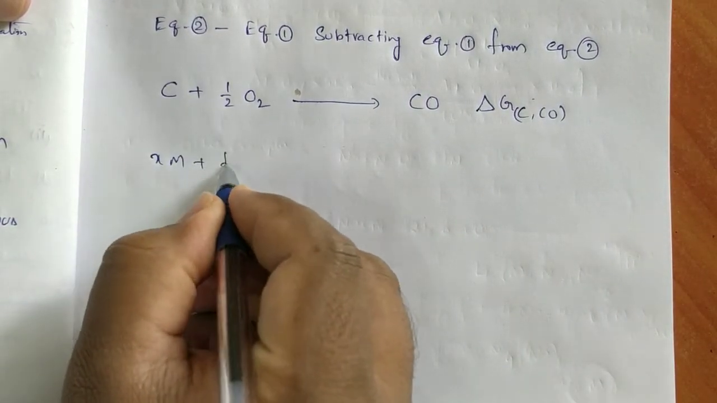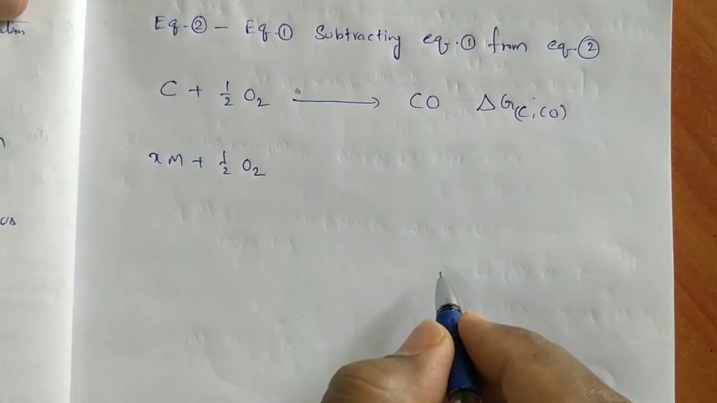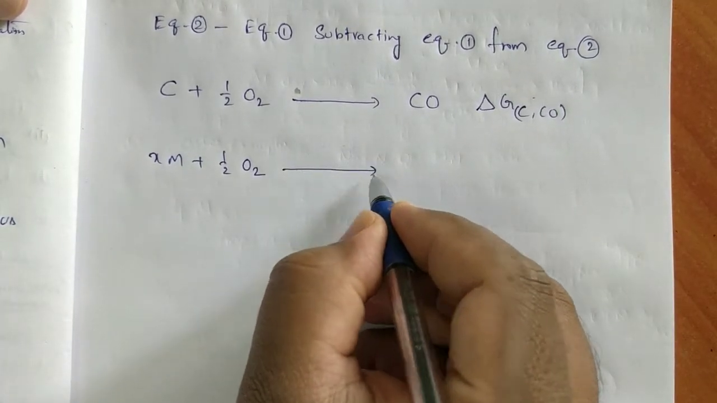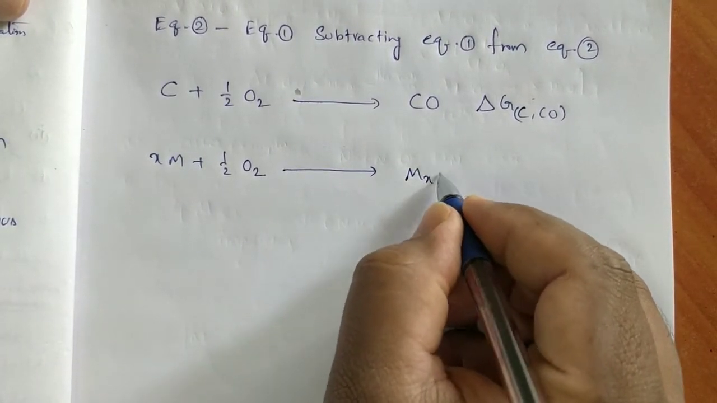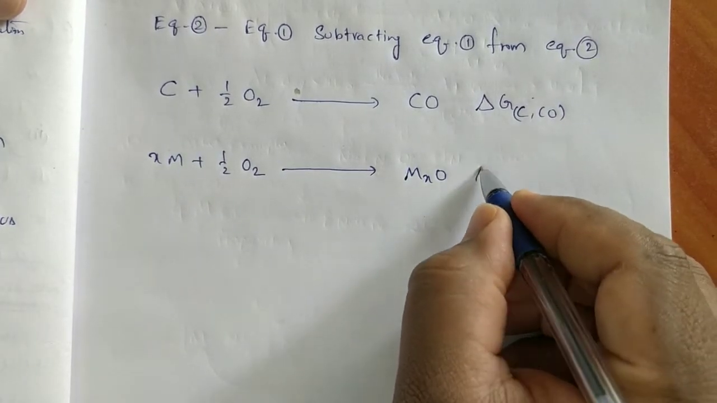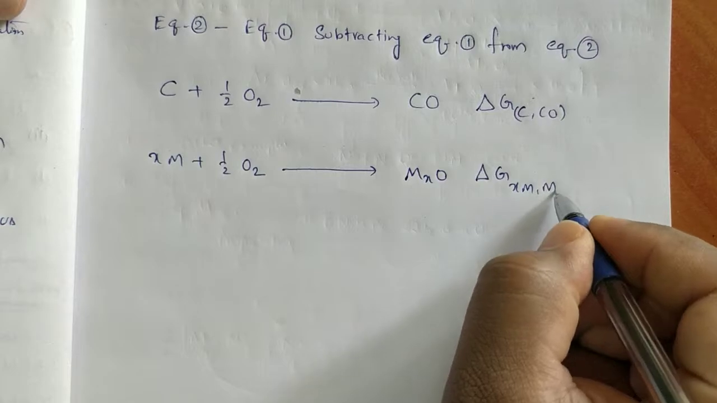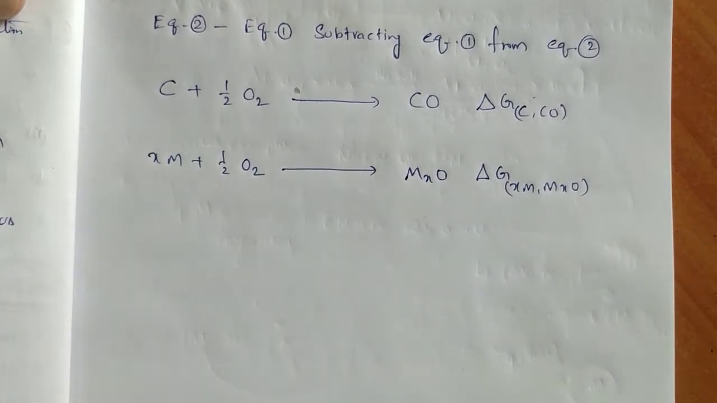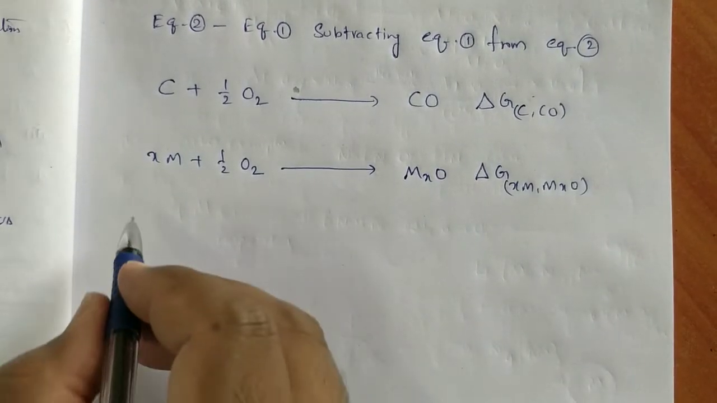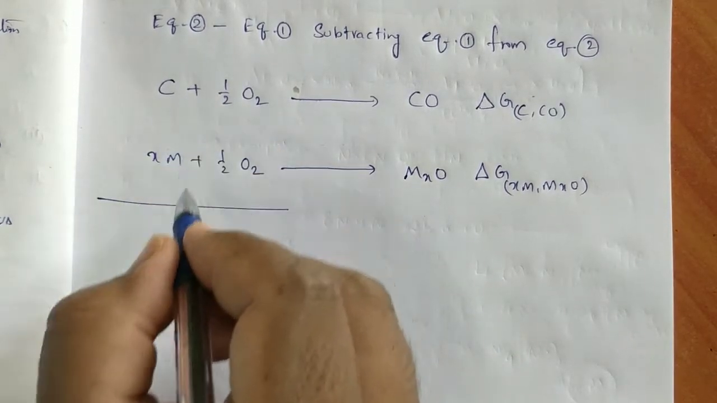XM plus half O2 gives rise to MXO, delta G of XM comma MXO. This is equation 2, this is equation 1.